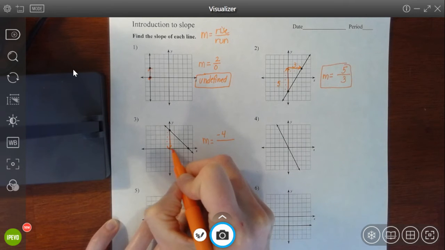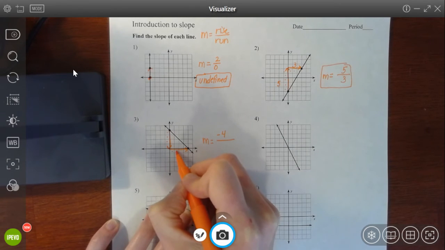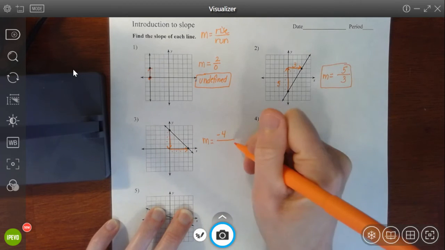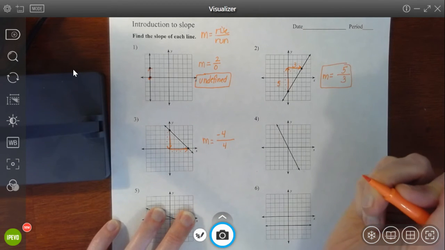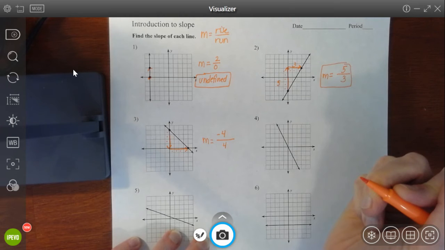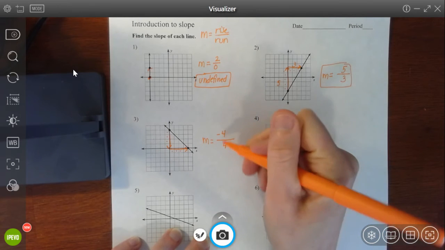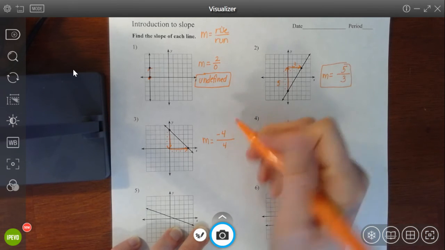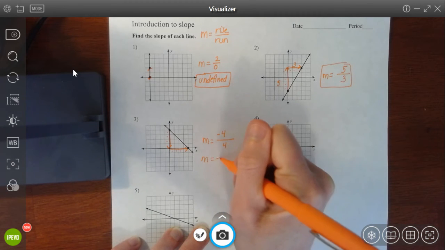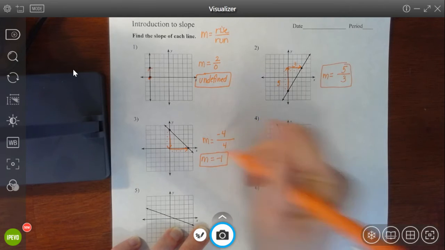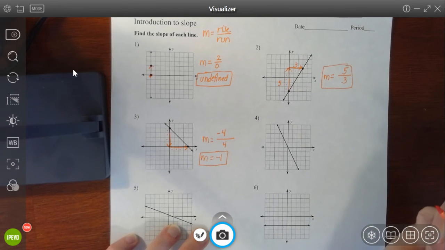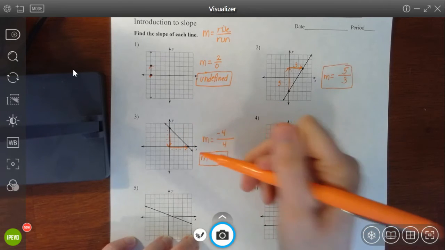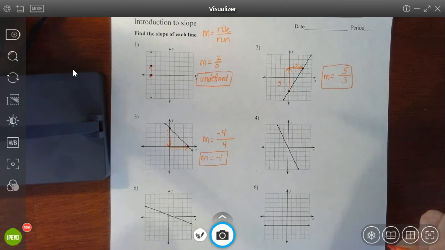And then to go over to that second point, 1, 2, 3, 4, because I'm moving to the right, that's going to give me a +4 for my run. When I look at a fraction again, I want to make sure I can reduce it. So -4 divided by 4 is simply just -1. So we can describe the slope of this line as -1. And it should make sense that we got a negative value because my line was decreasing again as I moved from left to right.